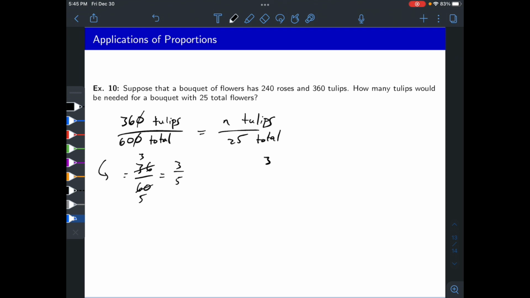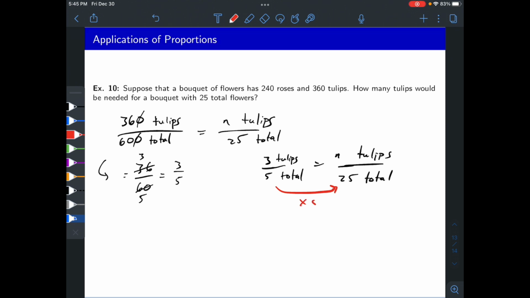So my proportion now is saying 3 tulips per 5 total is equal to n tulips per 25 total. So now you could just multiply by 25 to get n by itself. Or you could notice, how do I go from denominator to denominator? Well, 5 times 5, my denominators are getting 5 times bigger, so my numerators are also getting 5 times bigger. So that tells me that n has to equal 3 times 5, which is equal to 15 tulips.